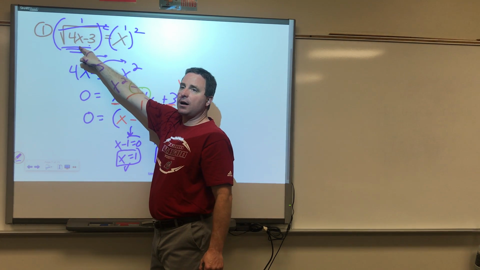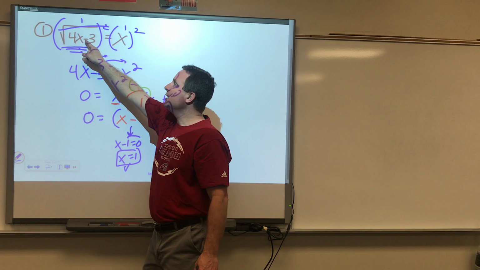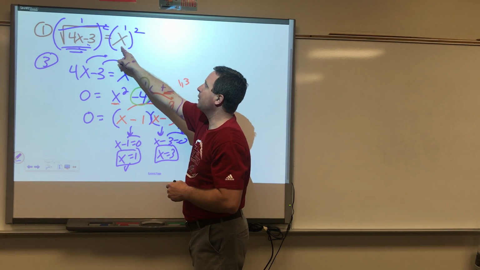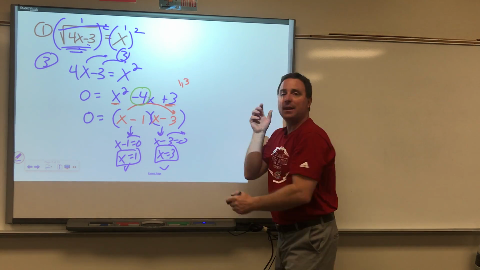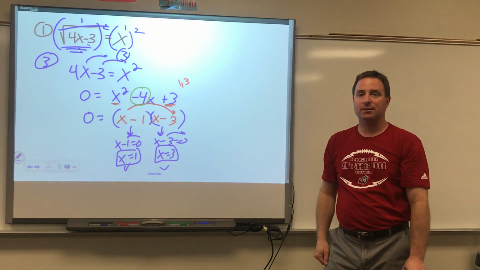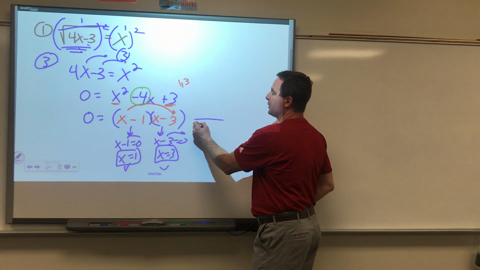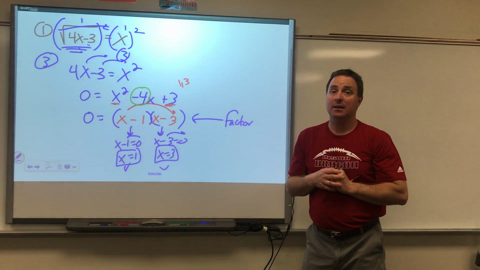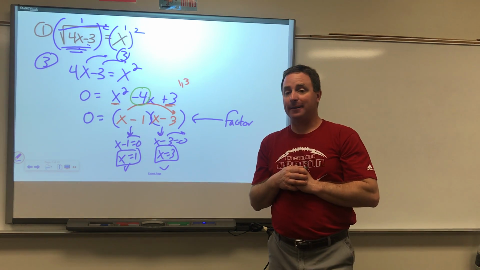4 times 3 is 12. 12 minus 3 is 9. The square root of 9 is 3 on that side. And if I plug in a 3 over here, does 3 equal 3? They both work. Yep. So we're in business. Okay? But this is going to be the tricky part right here, is doing the factoring. Okay? That's going to go back a while back.